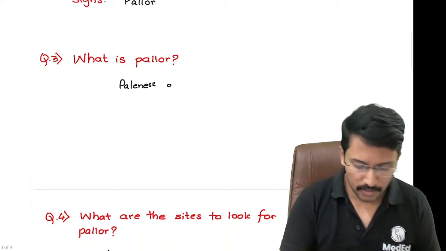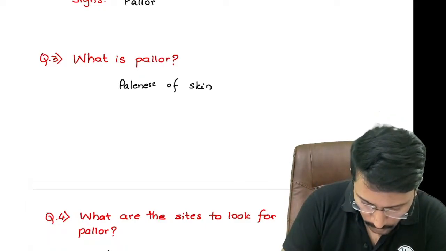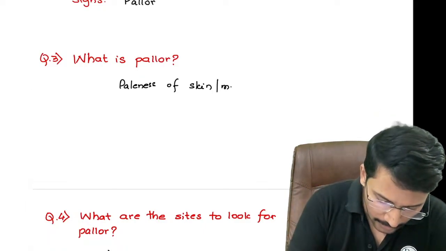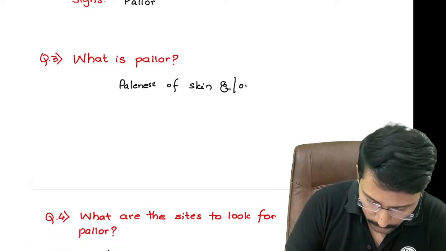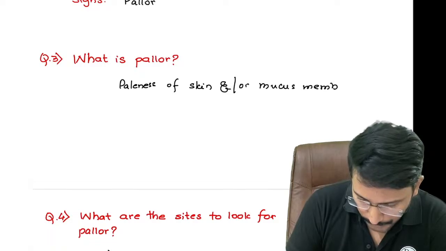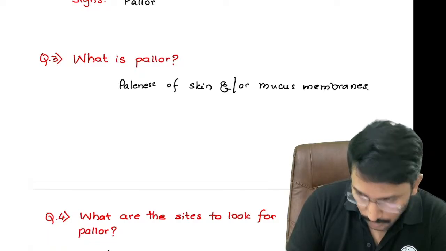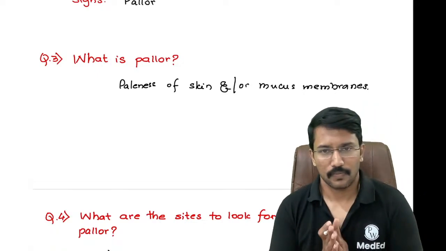Okay, so pallor refers to paleness of skin and/or mucous membranes. Skin and/or mucous membranes. Okay, now what are the ideal sites to look for the pallor?